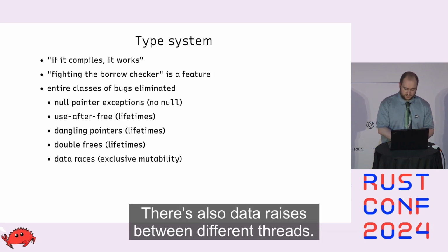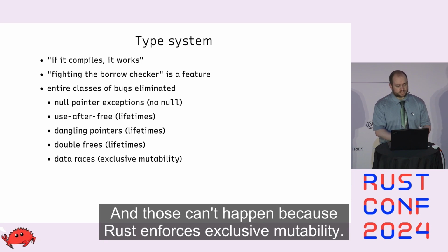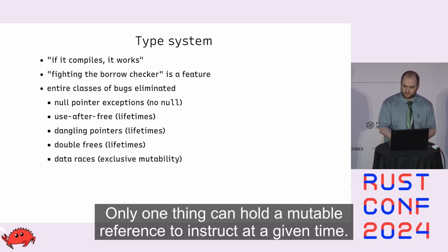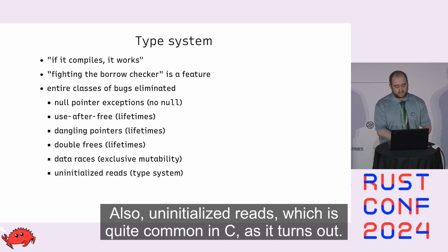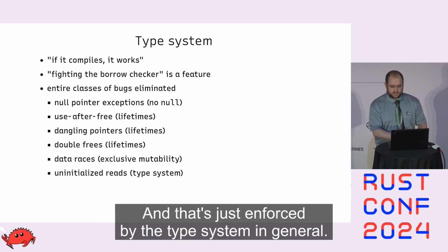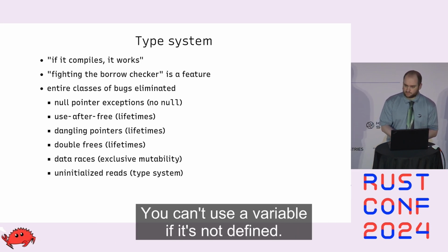There's also data races between different threads. And those can't happen because Rust enforces exclusive mutability. Only one thing can hold a mutable reference to a struct at a given time. Also, uninitialized reads, which is quite common in C as it turns out. And that's just enforced by the type system in general. You can't use a variable if it's not defined.